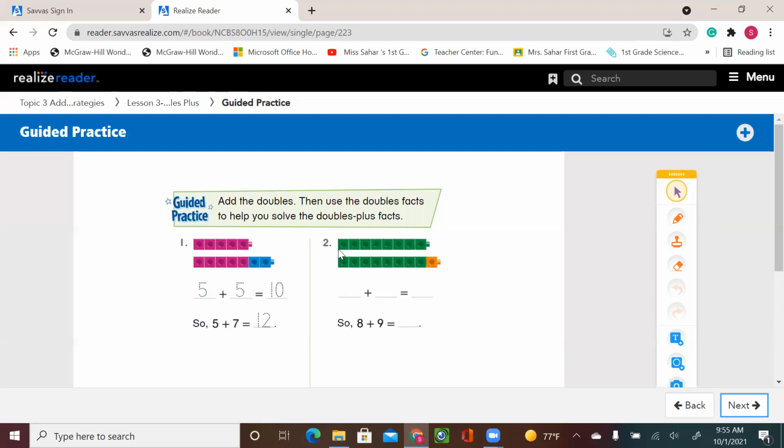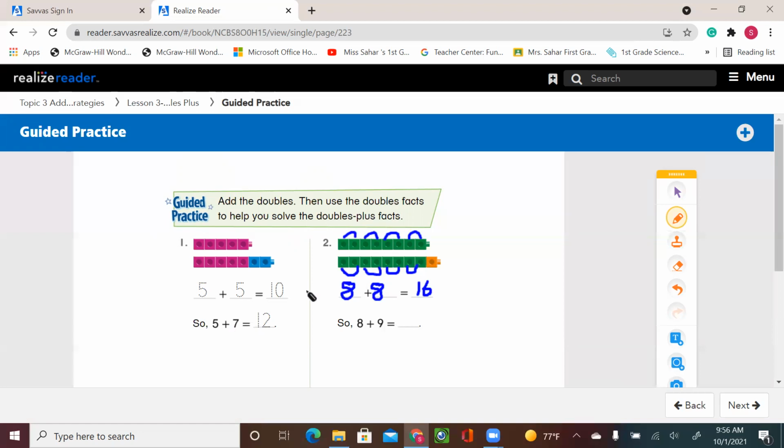All right, let's see number 2. What do we have here? Let's count. 2, 4, 6, 8. And I have here 2, 4, 6, 8. So this is the doubles fact 8 plus 8. I'm going to say 8 plus 8. And I know my doubles facts, so 8 plus 8, easy, 16.